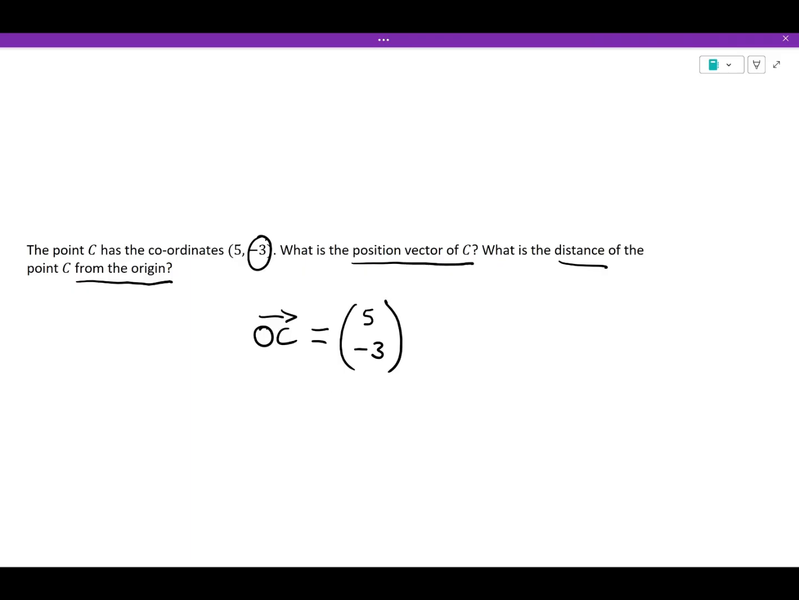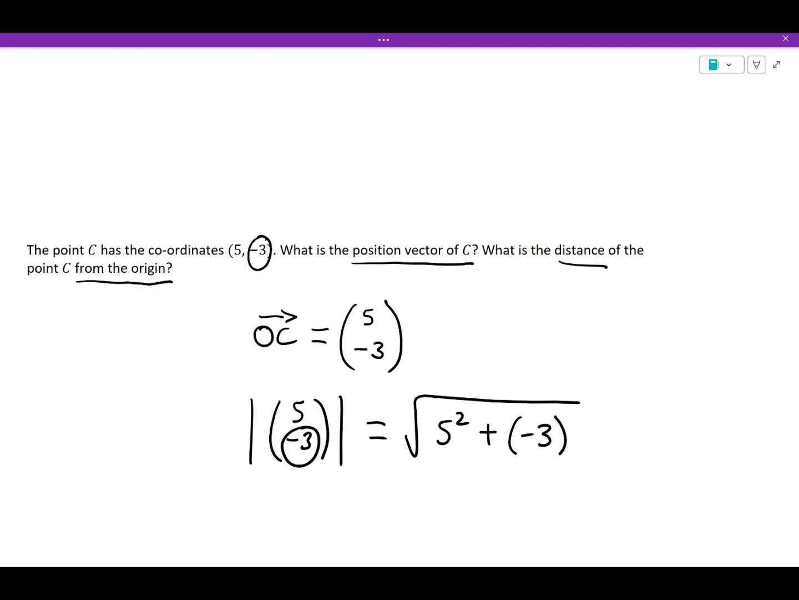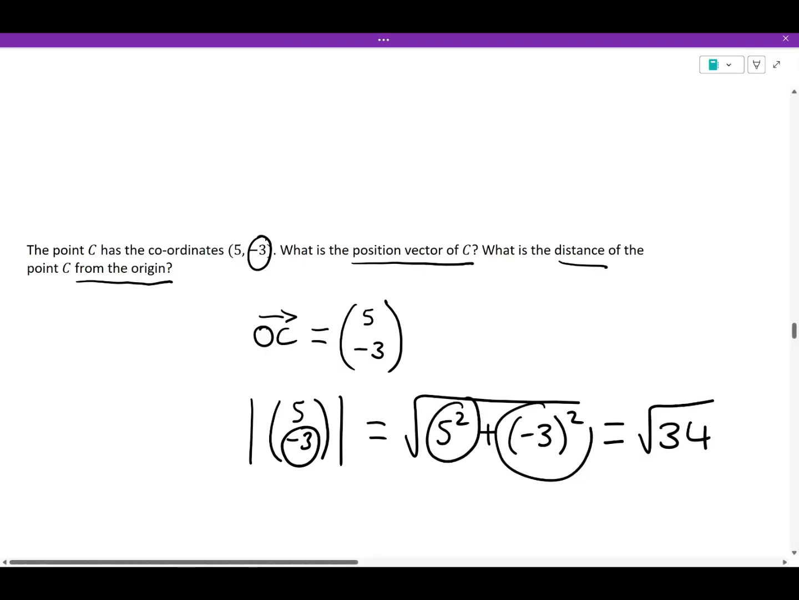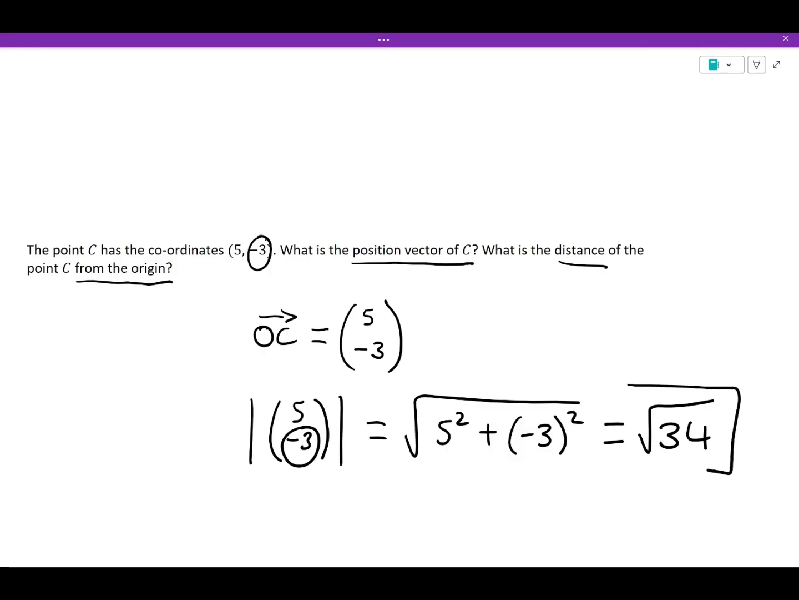So I want to calculate the magnitude of 5, -3. Our formula for that was to square root, and we're going to do our horizontal component squared. So it's 5 squared plus our vertical component -3 squared, like that. And if we were to calculate that, we would get the square root of 34, because we've got 25 and then we've got +9. If we add them together, we'd get 34 under our square root. So that would be the distance of C from the origin.